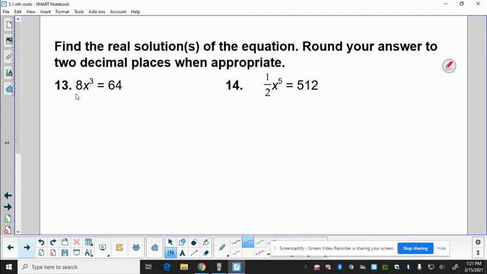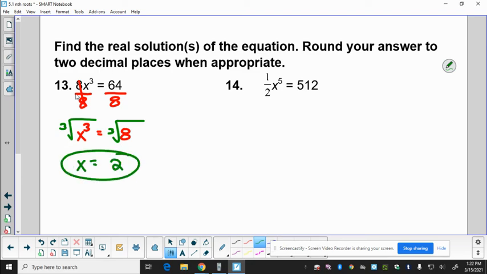Okay, so in 13, you should have chosen to do your division first. And then you take care of your exponent, which you can undo by doing a cube root. So this will be x equals 2. Now, have you noticed for odd roots, you don't get a plus or minus? It doesn't work that way, does it? All right, how would you tackle number 14?